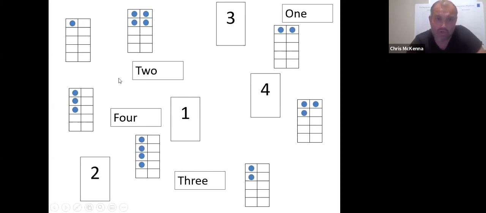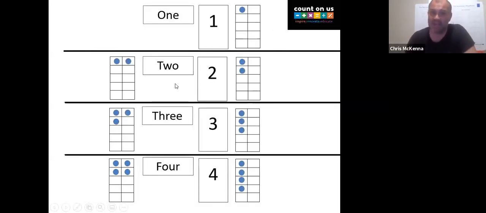Then I've got the word 2, and then I've got the numeral 2, and I want to link that up with the images with 2 dots. So eventually, if I cut these out and slide them about on the table and match them up, I'll be looking for something like that. So everything matches together. So that's a good sorting activity to do. And again, I will put a link to this task on my website for you to check out later.